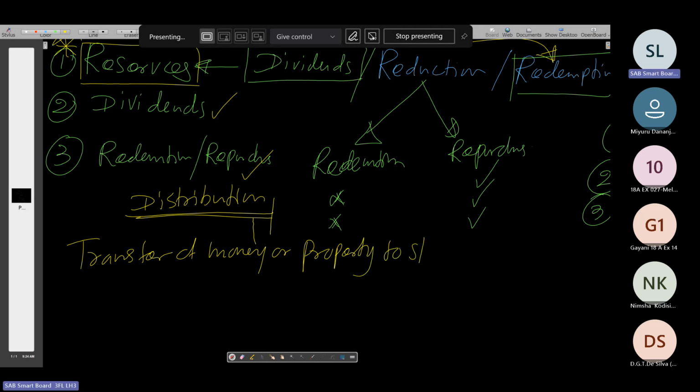To the shareholders, right? Except rights issues. Transfer of money or property to the shareholders, except rights issues. What do you mean by rights issues?